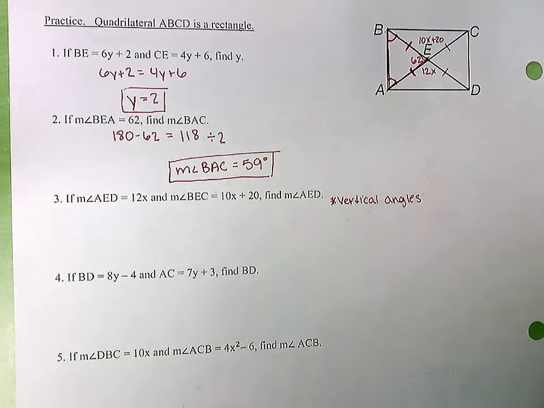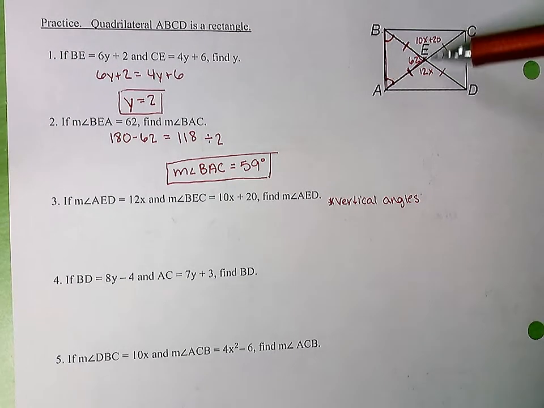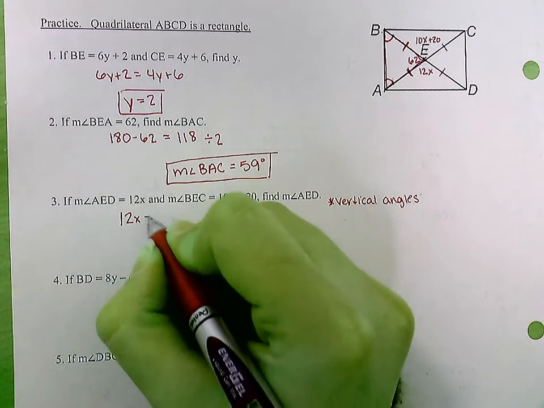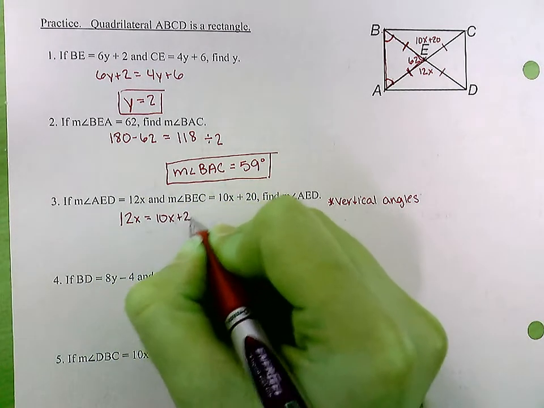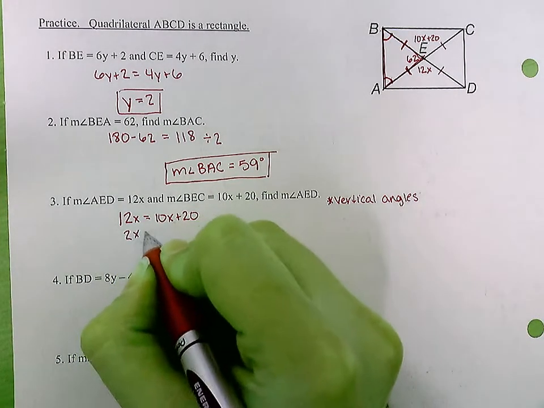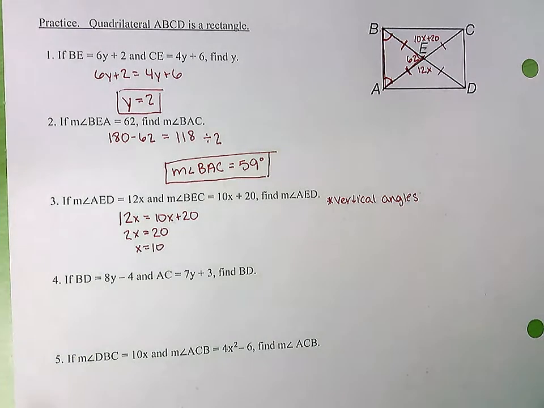What are vertical angles? What do I know about vertical angles? They're congruent. Okay, they're the same. So vertical angles are equal. So I can set 12x equal to 10x plus 20. Okay, so I have 2x is equal to 20 and x is equal to 10.